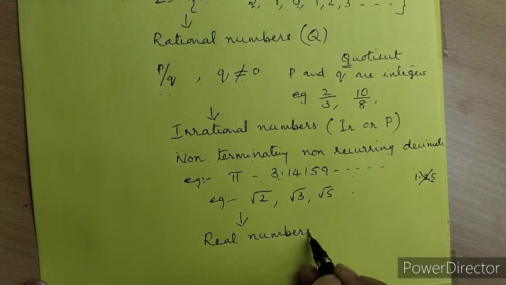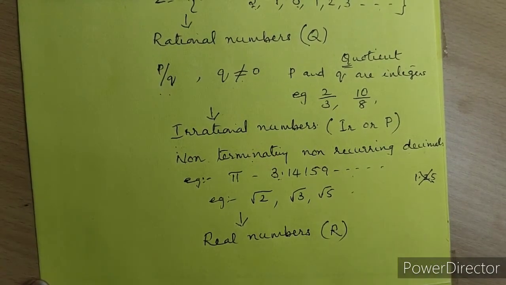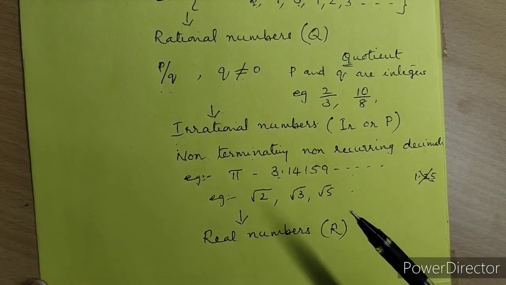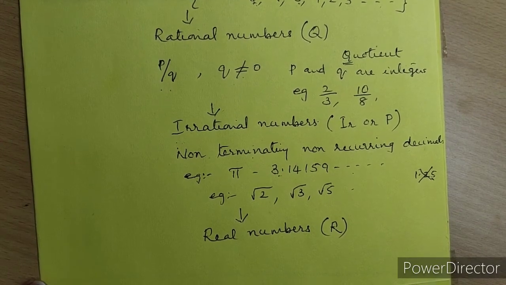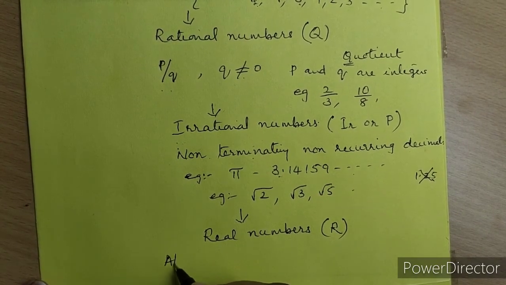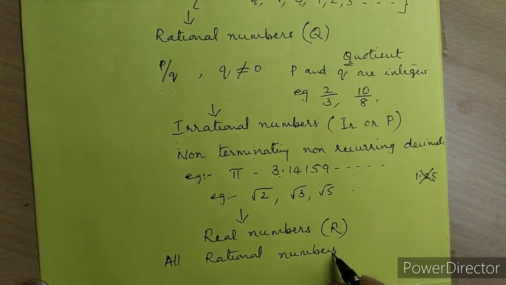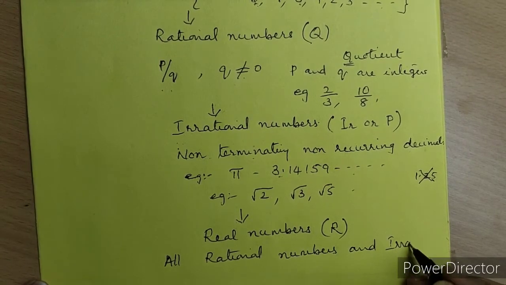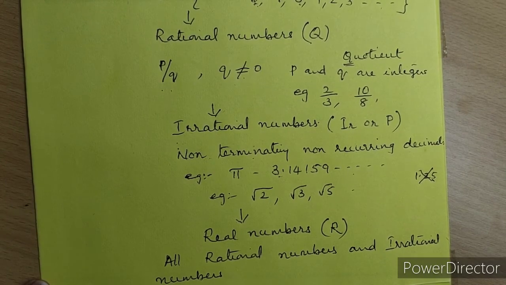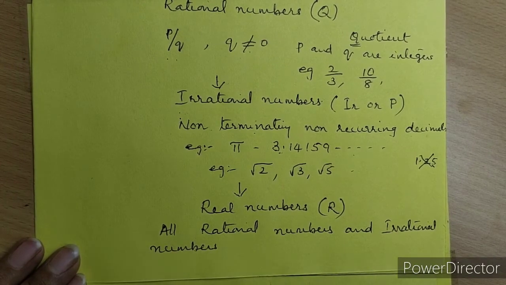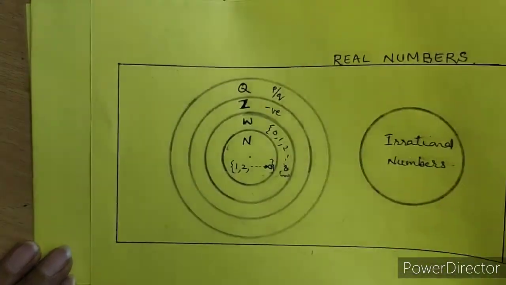Real numbers. This is denoted by the capital letter R. Real numbers means all the numbers you have learned, right from natural numbers, all together we will call real numbers. In short, all rational and irrational numbers form real numbers. So real numbers are represented by capital letter R. All rational numbers and irrational numbers together form real numbers. I will show you in one diagrammatic form.